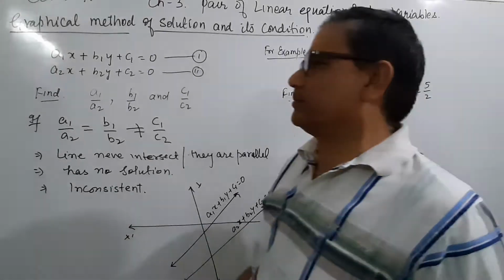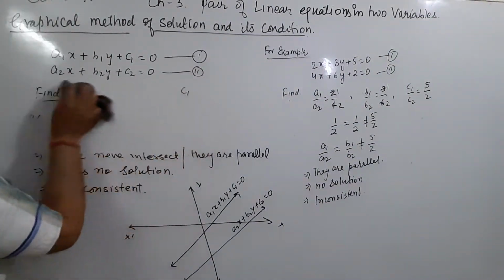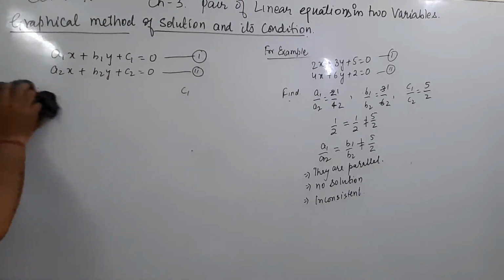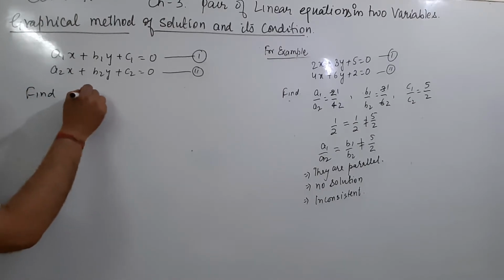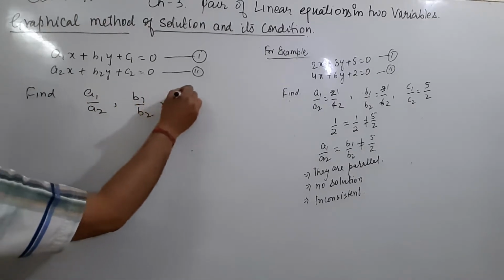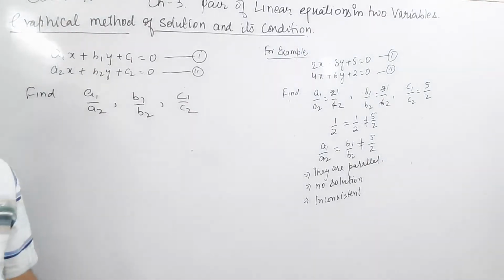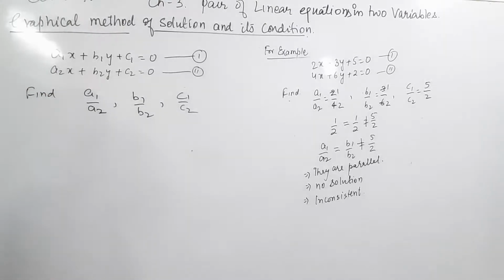And the third one is what we will do first. Now tell me, third one, what we will do? We will find a1 upon a2, comma, b1 upon b2, comma, c1 upon c2. First we find a1 upon a2, b1 upon b2, c1 upon c2.